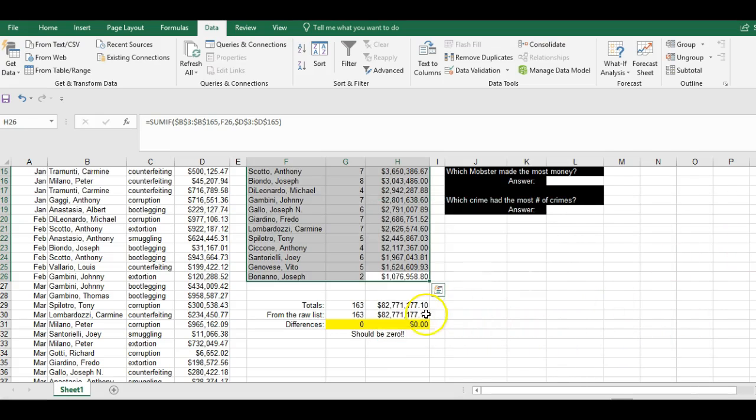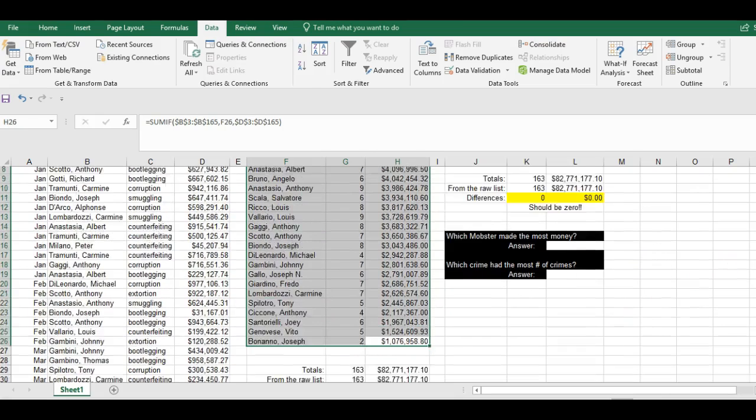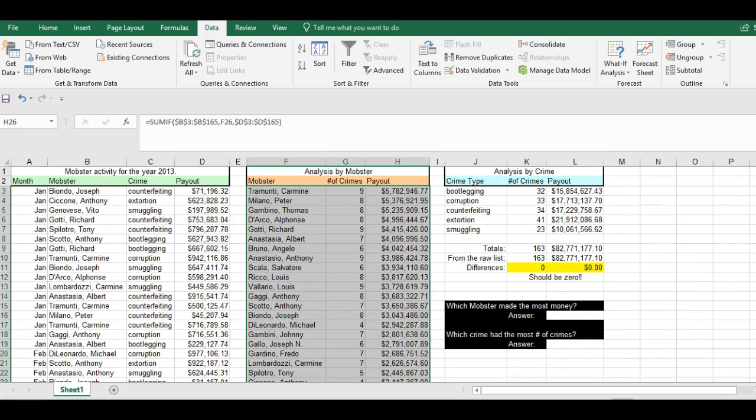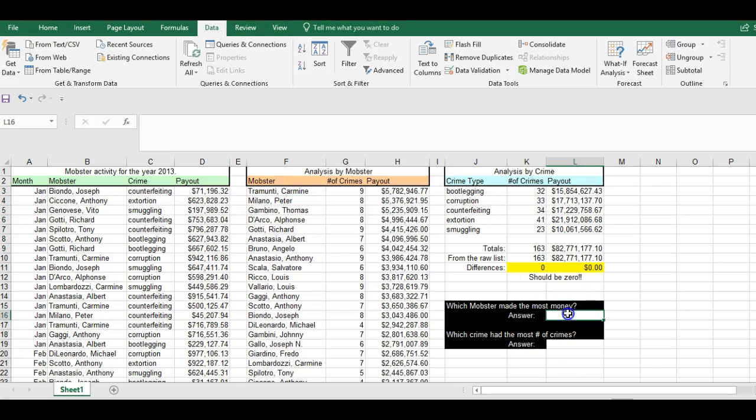Notice how, even though my things change in order, my totals and differences here do not change. So what gangster made the most money? So it looks like it was Carmine Tramunti, however you say that. I'm going to say Carmine, T-R-A-M-U-N-T-I.